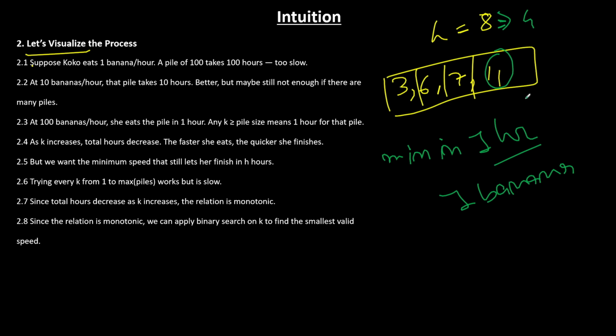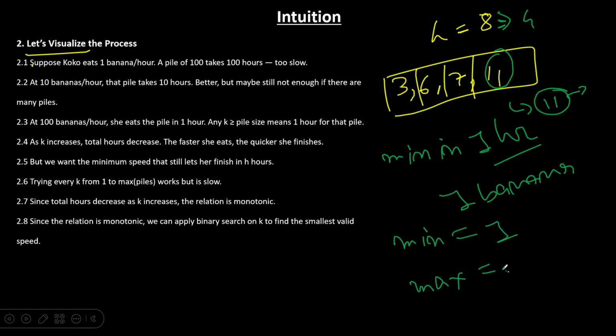Or you could also take a value more than 11, but that will not make sense, right? Because we know that the maximum number of bananas in a pile is 11. So at most it will take 1 hour to eat 11 bananas, right? So taking more than 11 will not make any sense, but you could take that. But more logically, taking 11 will make sense. So what happens? Minimum could be 1, and maximum will be the max of the piles, okay? Or 11 here.